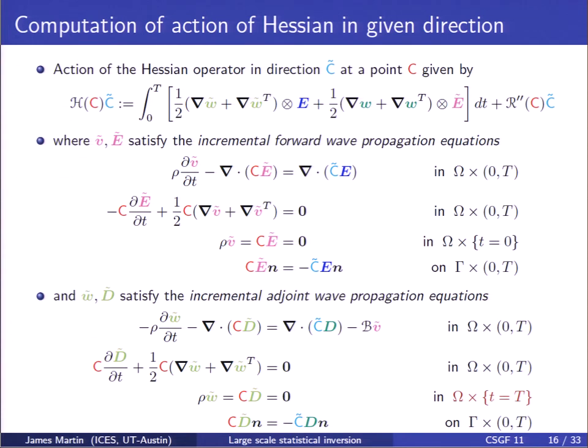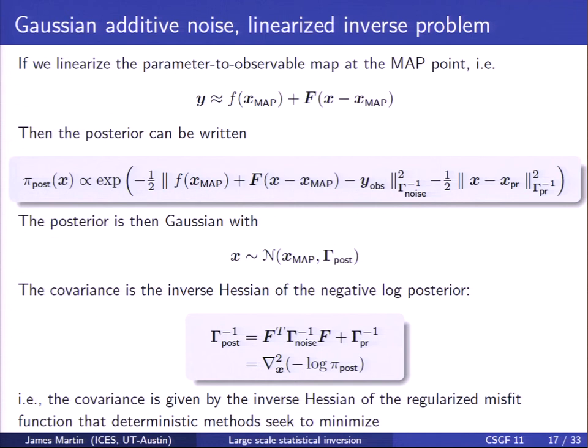All of this is to say that a gradient can be computed at the cost of one additional PDE solve, and a Hessian vector product can be computed at the cost of, say, two additional PDE solves. Okay, so this is something that is scalable. We can do it using iterative methods. We're able to compute a MAP estimate for our problem.